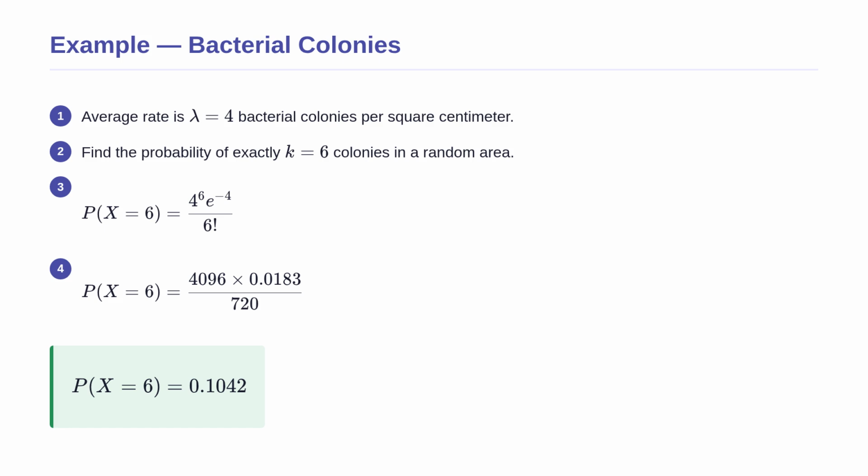Substituting these into our formula, the numerator becomes 4 to the power of 6 times e to the negative 4, and the denominator is 6 factorial. Evaluating this gives us 0.1042. This means there is roughly a 10% chance of finding exactly 6 colonies, helping the researcher understand natural random variation.